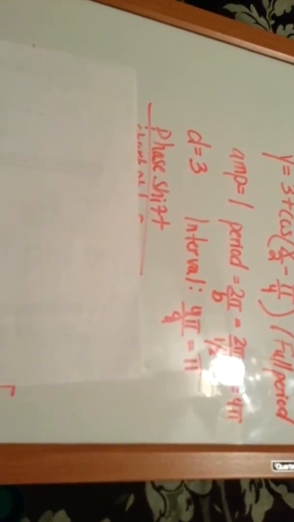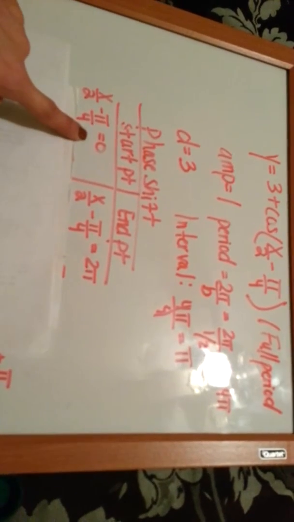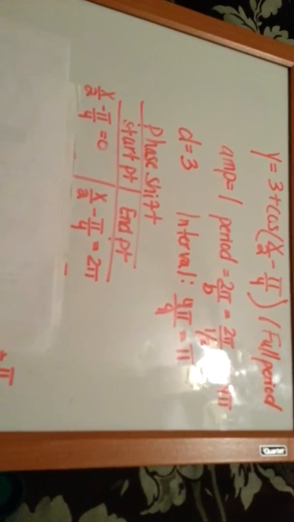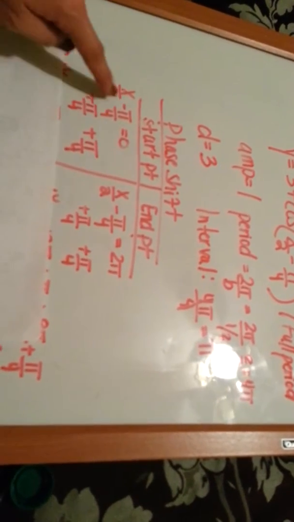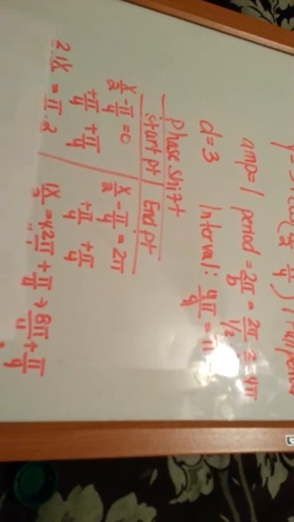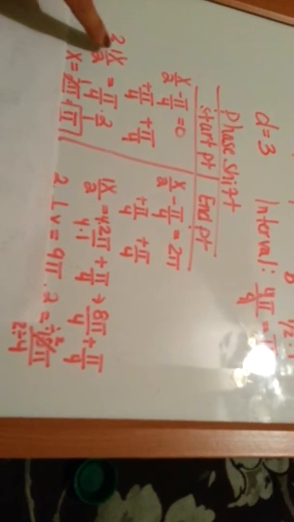Our phase shift in this case, we're going to grab whatever's in the parentheses, located up here, the x over 2 minus pi over 4, and we're going to do it as a starting point and an ending point. We're going to make the first one equal to 0, the second one equal to 2 pi. And then we're going to add pi over 4 to both sides, giving us x over 2 equals pi over 4.